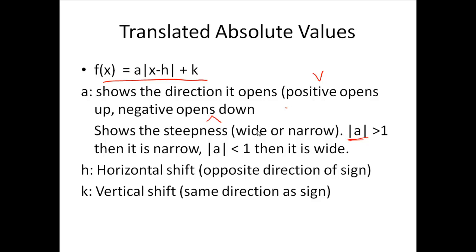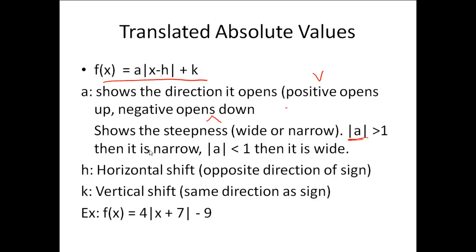And then the last piece of this is our k. That's our vertical shift. That's how far up and down it gets moved. And for the vertical shift, you use the same direction as the sign. So if we have plus 3, you actually go up 3. You match the sign with what you would think it was.